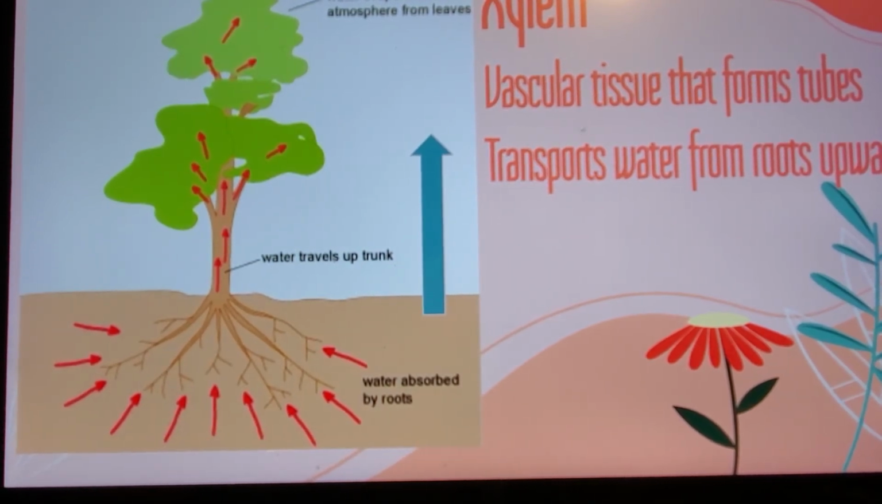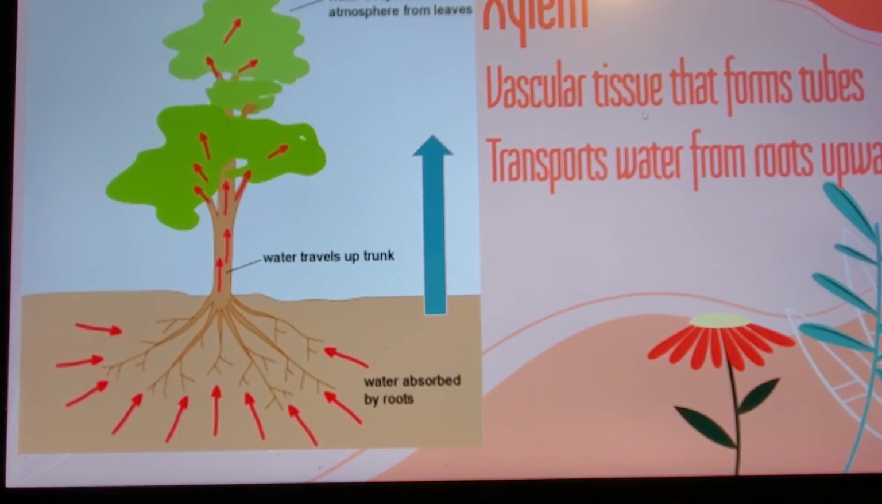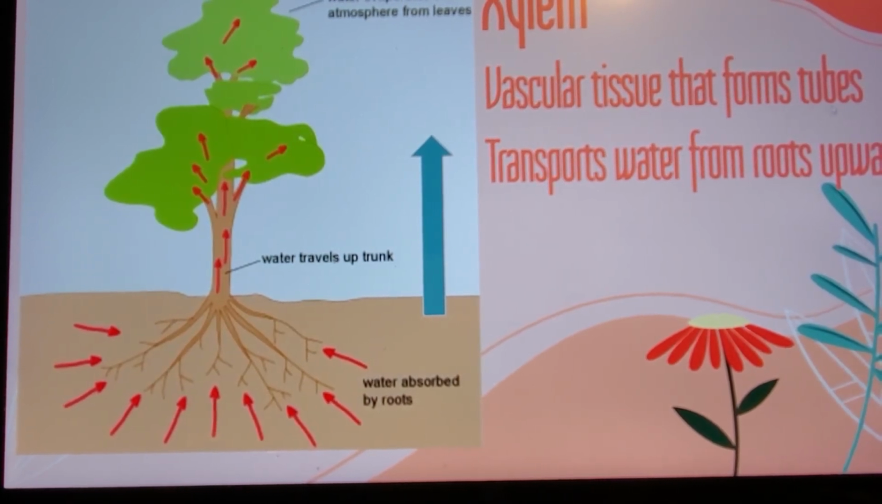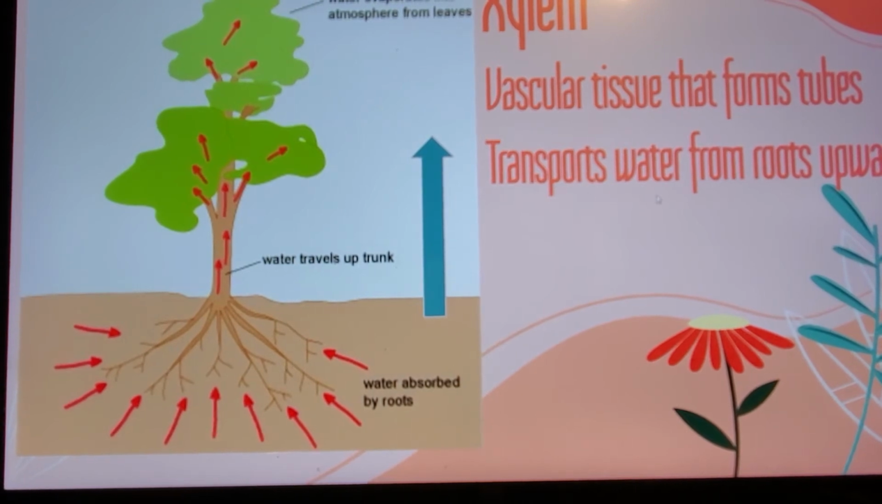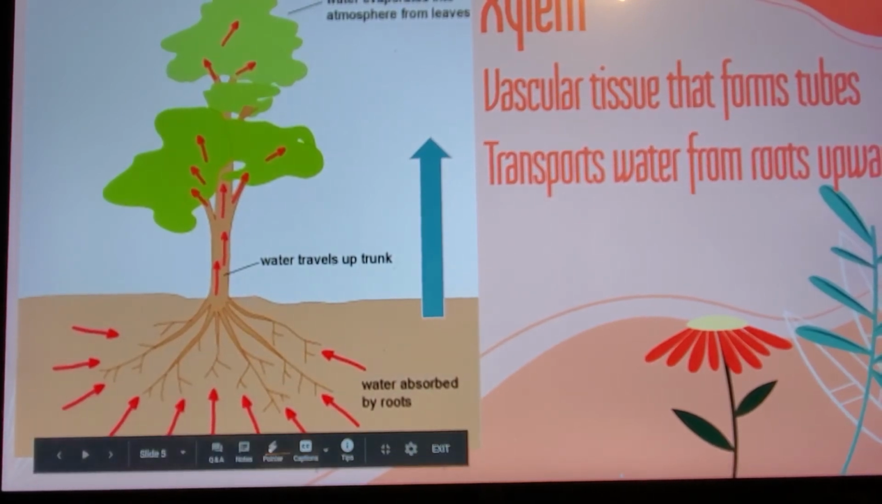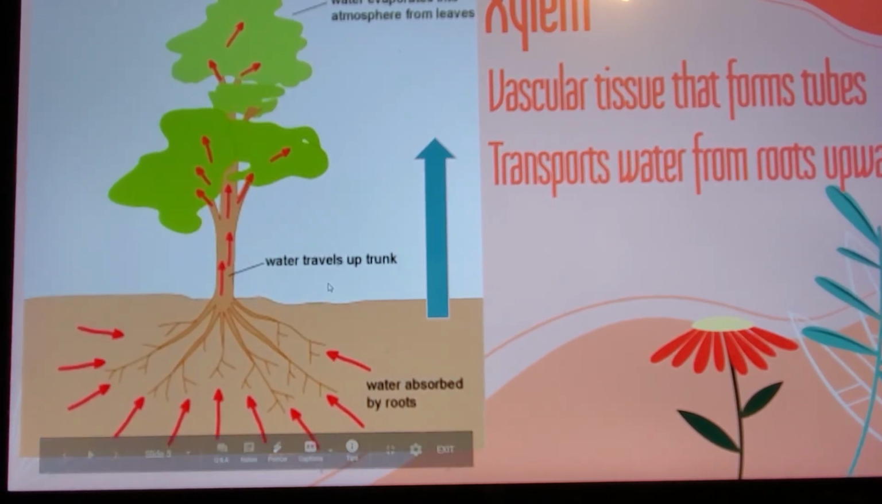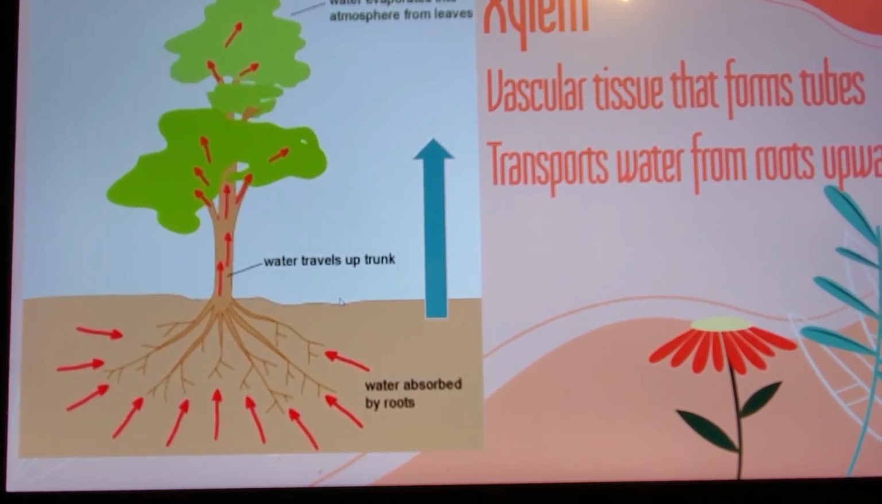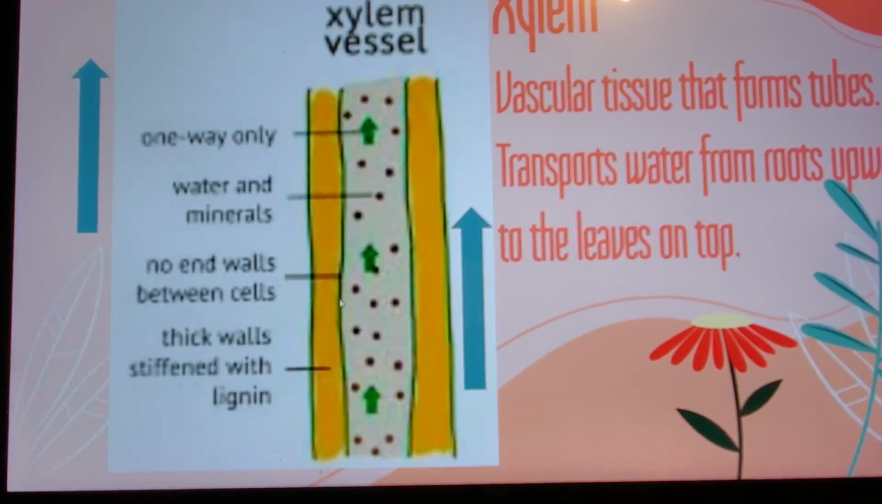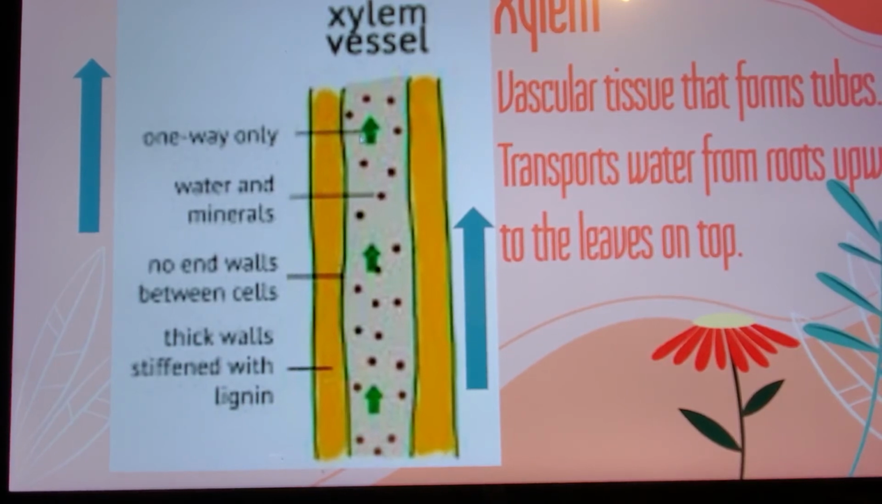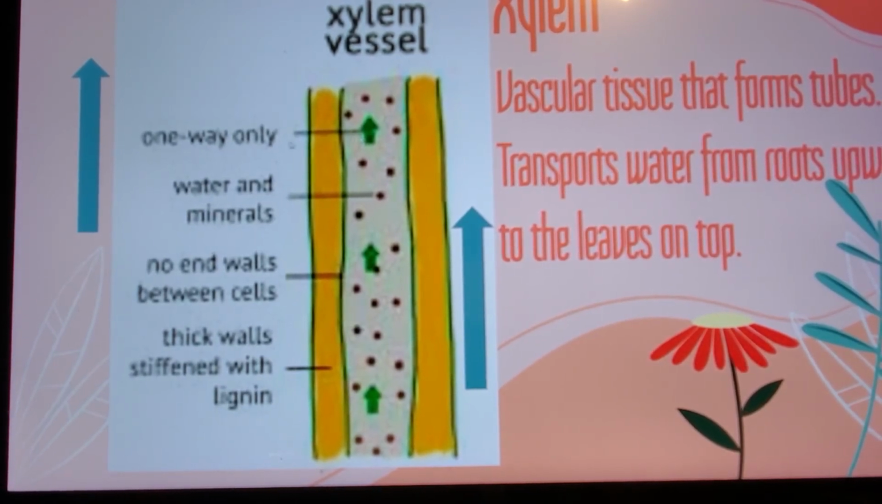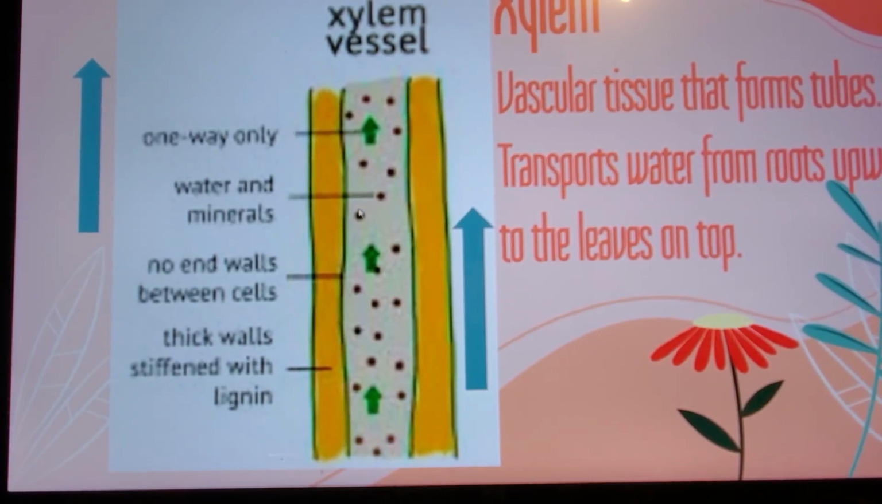So it says xylem, these are vascular tissue. It's just a straw that forms tubes, and it transports water from roots upward. So the water only goes upward in trees and plants, and that is in xylem. And again, here's this little diagram I thought gave some really good information. It only travels one way, up. It carries water and minerals, which would be like vitamins for plants.